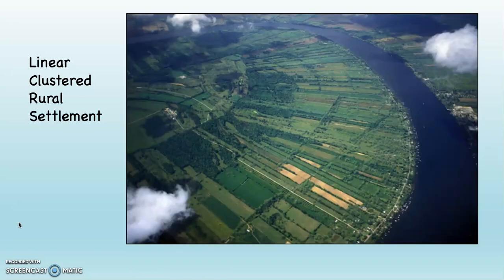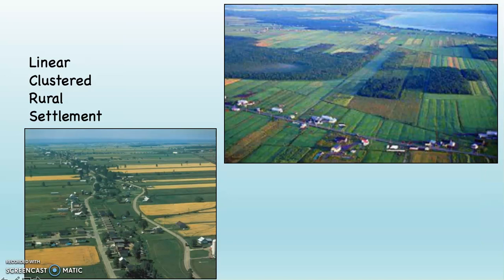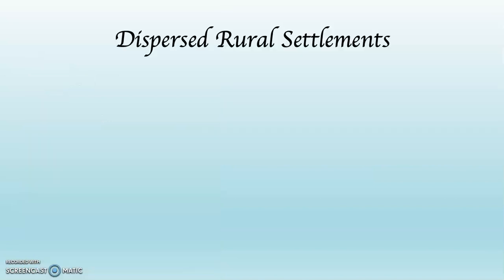Same thing here. This is actually in Quebec, and you can see the St. Lawrence River and a road running along the St. Lawrence River. So here's the St. Lawrence River right here. And then you can see that road running along it. Then you can see the fields all stretching out away from the form of transportation. Same thing here. You can see linear clustered rural settlements and the fields stretching out away from them in kind of these long, thin lots.